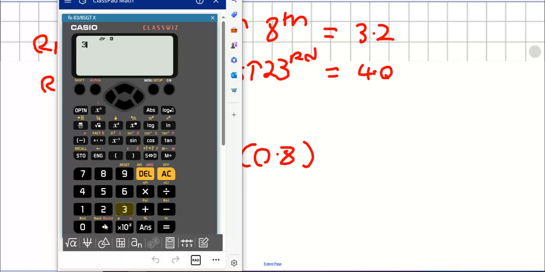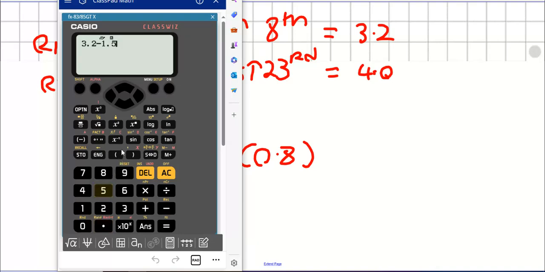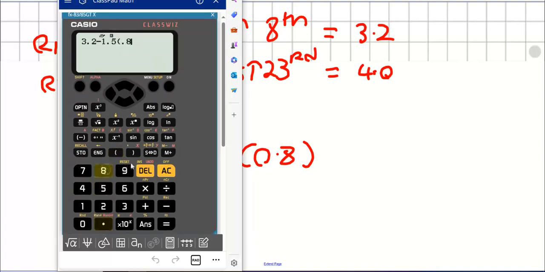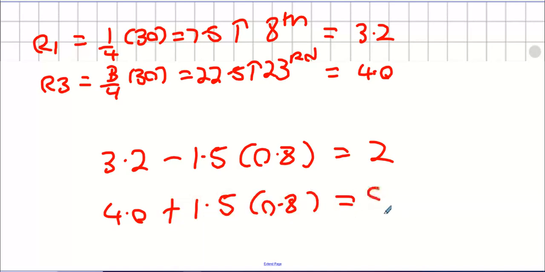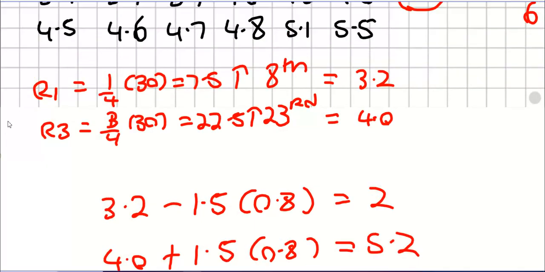What's it? 3.2 take away 1.5 times 0.8. 2. Right, so that's 2. Anything below 2. And what's the other one? 4.0 plus 1.5 times 0.8. You got 5.2. Okay, anything below 2, anything above 5.2.